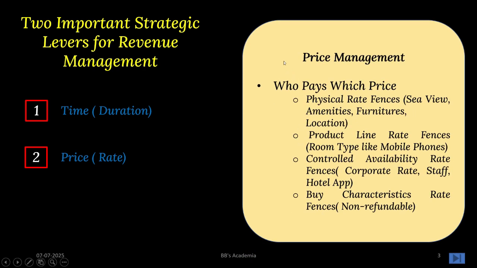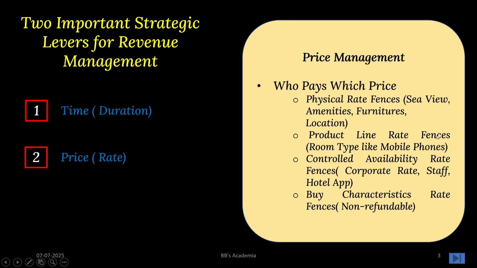Similarly, who pays which price? Number one is the physical rate fences. We have different fences. What is that? Especially in a resort hotel, if the room is a sea view room, then definitely the charge will be different. If the room has a different kind of amenities, the charge will be different. If the room has different kinds of furniture, different kinds of locations, the charge will be different. So that is based on the physical rate fence, and we can charge accordingly.